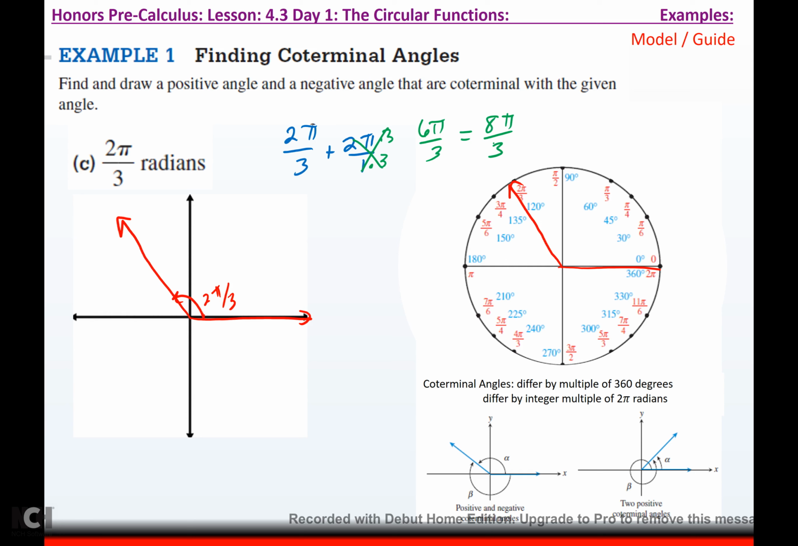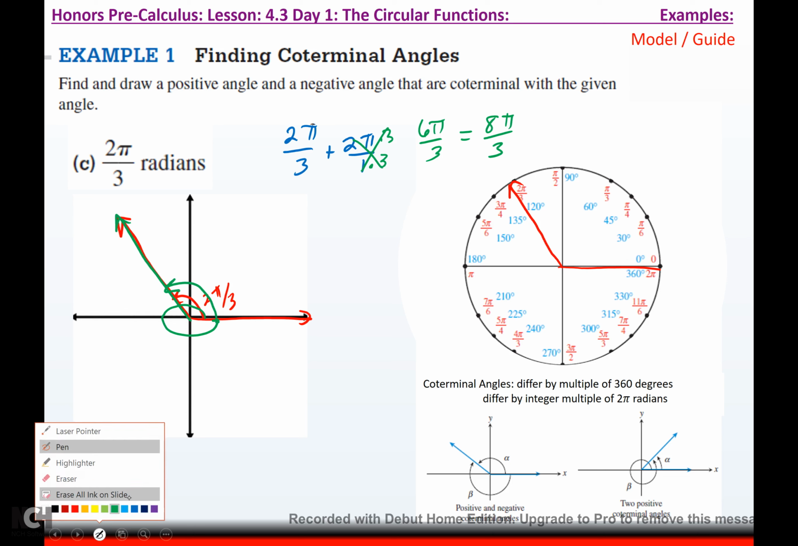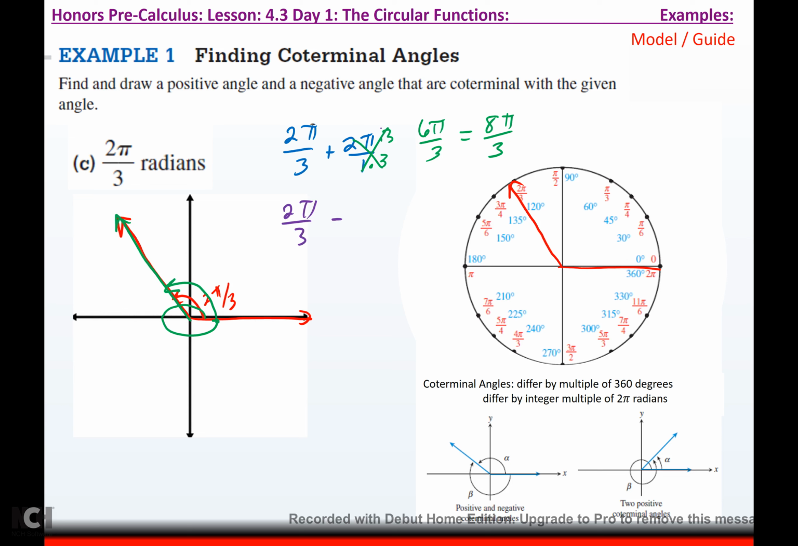And if I draw that, okay, I would go 2 whole pies, 1 pi, 2 pi, plus an extra 2 pi over 3, which would be up here. Again, same angle, just had to go around the circle one time. To get my negative coterminal angle with 2 pi over 3, I would subtract 2 pi, which we already said was 6 pi over 3, and that would give me negative 4 pi over 3.